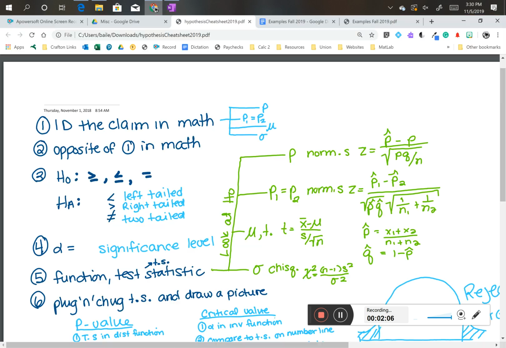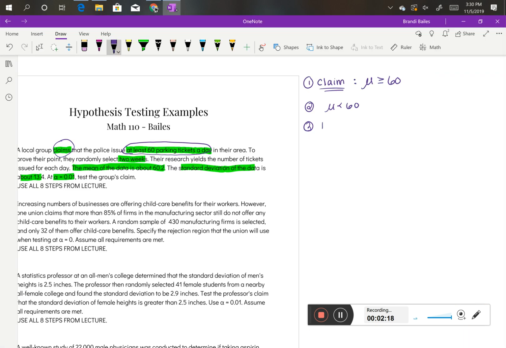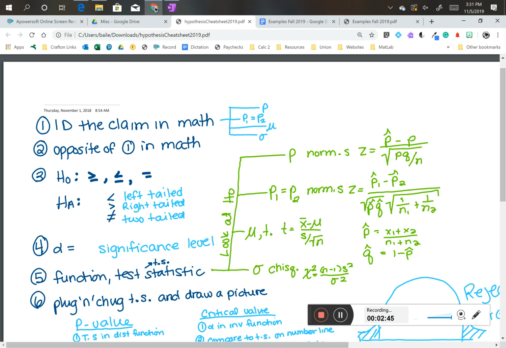Step 3 is to write the H naught and HA, recalling that H naught will always have equality and HA should never have an equality, and that HA will tell us what tail we have for our test. So H naught is either step 1 or step 2, whichever one does have equality. So H naught must be greater than or equal to 60 because equality is allowed there. HA must be the other one because these two are opposite. So it is less than 60, and we can confirm that there is no equality here. Going back to our cheat sheet, we see that this one should have equality and this one should not.